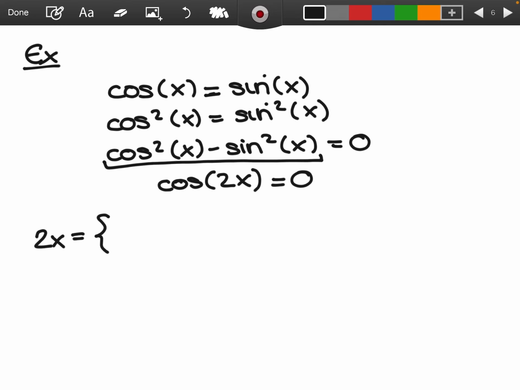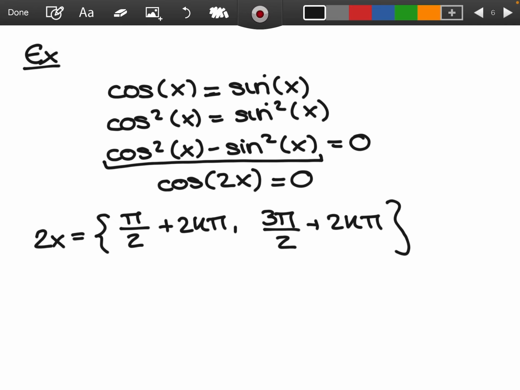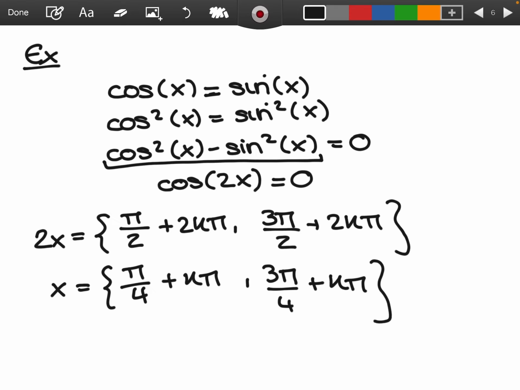So first, let's look at any angles for which cosine of the angle equals 0. Well, in my first wrap of the unit circle, that happens at pi over 2 and 3 pi over 2. So obviously it also happens for any angles that are coterminal to those. Then I have to divide through by 2 because it's cosine of 2x equals 0. So my angle is 2x, so I'm now going to divide through by 2, which gives me pi over 4 plus multiples of pi and 3 pi over 4 plus multiples of pi.